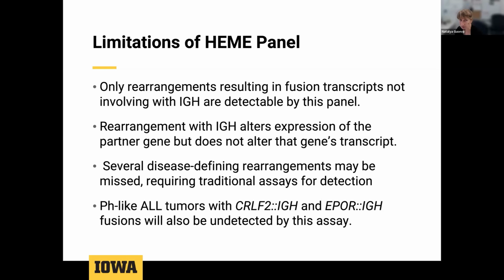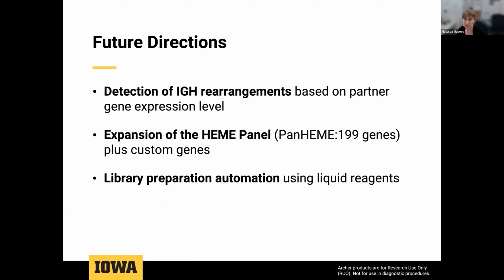It needs alternative testing. So because of this, for our future directions, we would like to address IgH rearrangements, and we know a couple of groups try to do it based on this heme arrangement using partner gene expression level. For our future directions, we also would like to expand our heme panel. We know that Archer has a large 199 gene panel, but we also had some requests for additional genes. We already looked at this panel, and I think it's our next step in this direction.